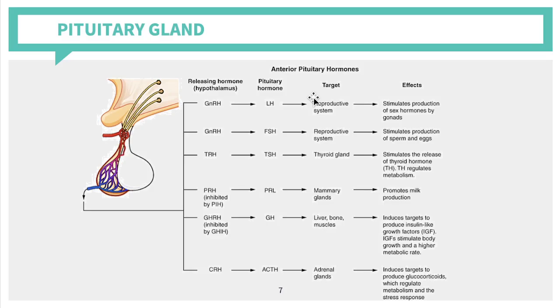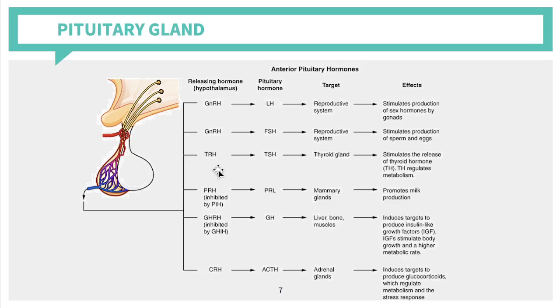So what will be the effect? LH, it will now stimulate the production of your sex hormones by the gonads. Your FSH will stimulate naman the production of your sperm and egg cell. That's how your hormones work. Okay? Again, gonadotropin releasing hormone stimulates your LH and FSH. LH and FSH in turn will target now your reproductive system and have several effects. Okay? Now, how about your thyroid releasing hormone?